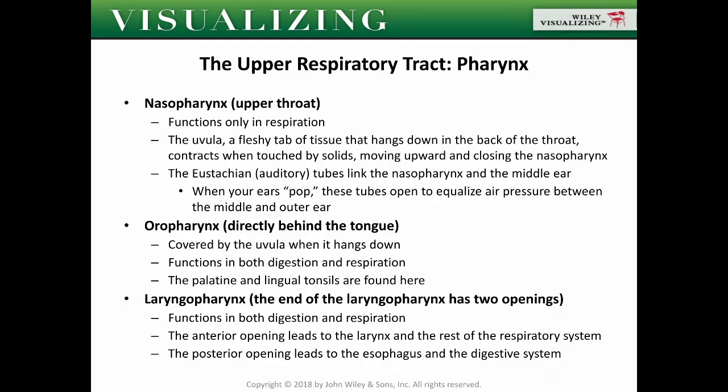We have the eustachian or the auditory tubes that link the nasopharynx and the middle ear. So when you hear a pop in the ears, especially when we traverse a higher altitude, these tubes open to equalize air pressure between the middle and outer ear. And then after that, we have the oropharynx, which is the part of the body directly behind the tongue.